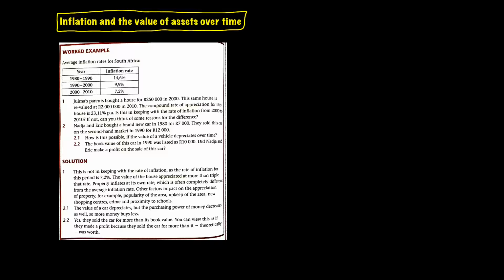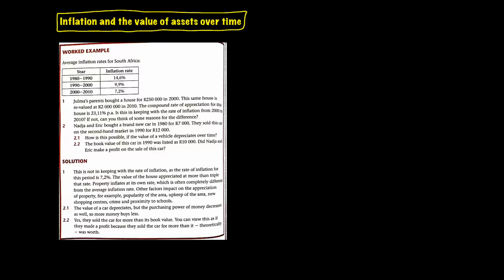Okay, so let's look at number 1, the solution. It's not in keeping with the rate of inflation because the rate of inflation was only 7.2%, whereas this has increased by 23.11%. So that's more than triple the rate. And the answer for property is that property inflates at its own rate that is not linked to inflation. Okay, property rates have nothing to do with inflation. Other factors could be that the property appreciates. That means it improves in value. Its value increases. It might be because the area becomes more popular. They've maybe built some really good schools close by, good shopping centers, those kinds of things.